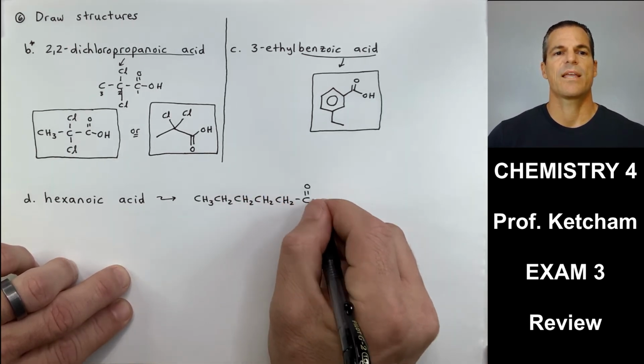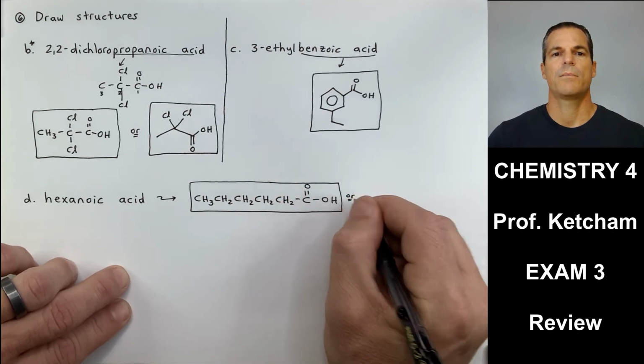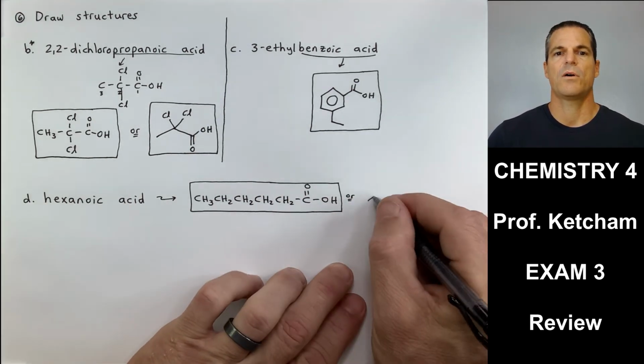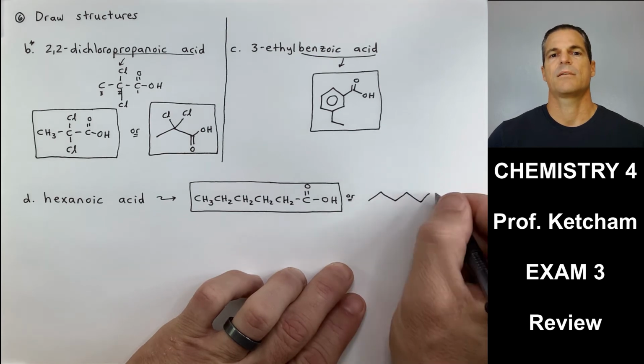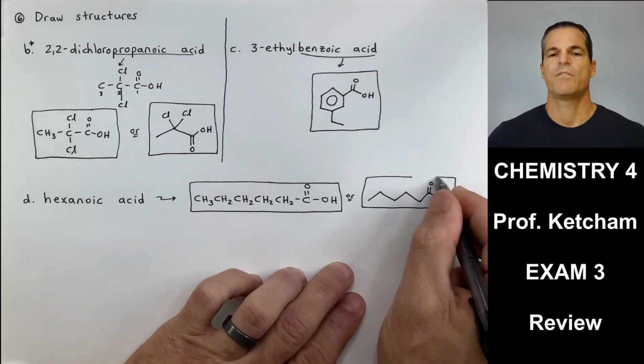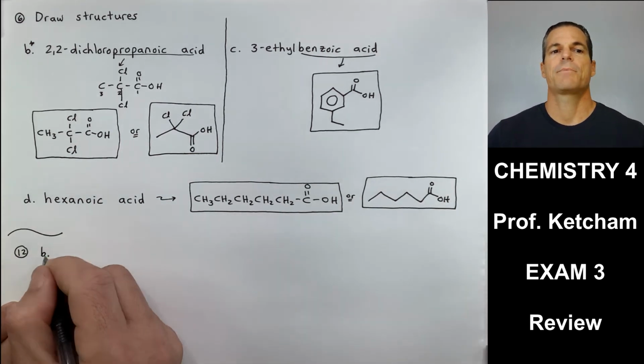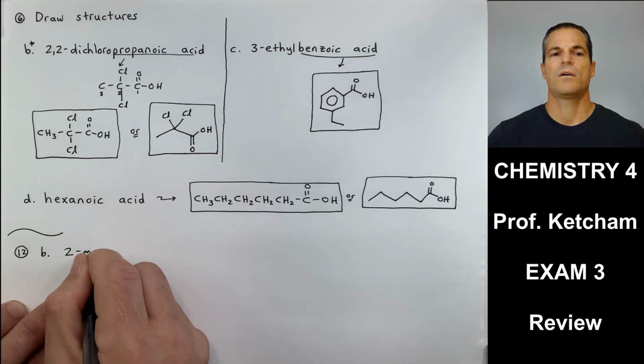D, hexanoic acid, that's just 6 carbons. Boom, boom, boom, boom, boom. All carbons are there. C double bond O, OH. Hexanoic acid. Remember, carboxylic acid functional group is always on the end of the molecule or end of the chain, just like aldehydes are. All right, chapter 14, number 12B.